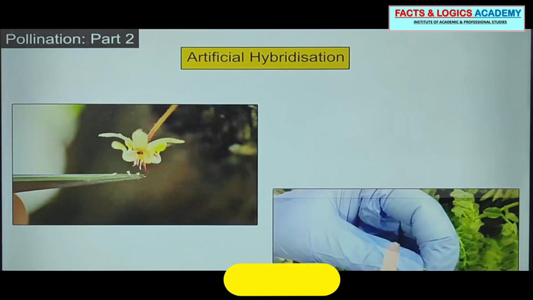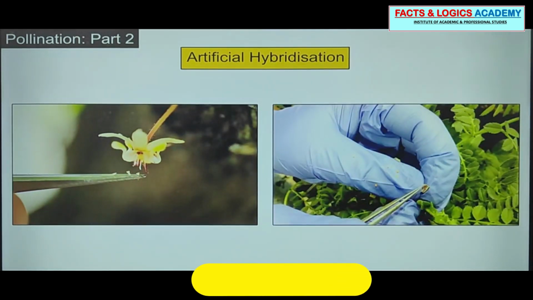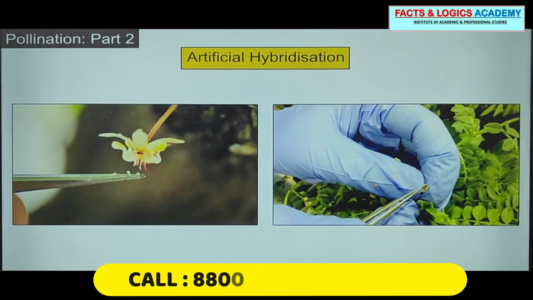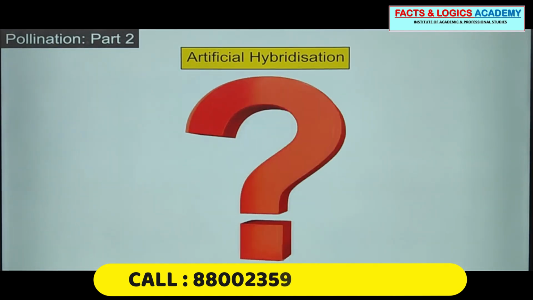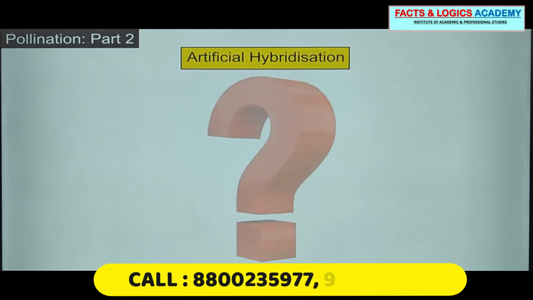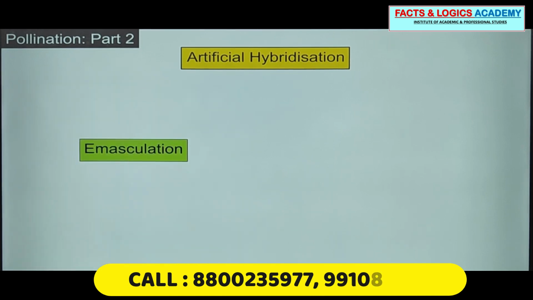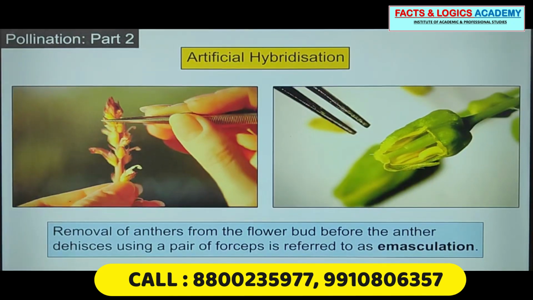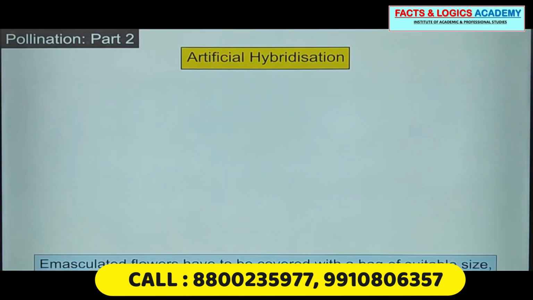In such crossing experiments, it is important to make sure that only the desired pollen grains are used for pollination, and the stigma is protected from contamination from unwanted pollen. But how? Any guesses? Well, this is achieved by emasculation and bagging techniques. If the female parent bears bisexual flowers, removal of anthers from the flower bud before the anther dehisces using a pair of forceps is necessary, and this step is referred to as emasculation.